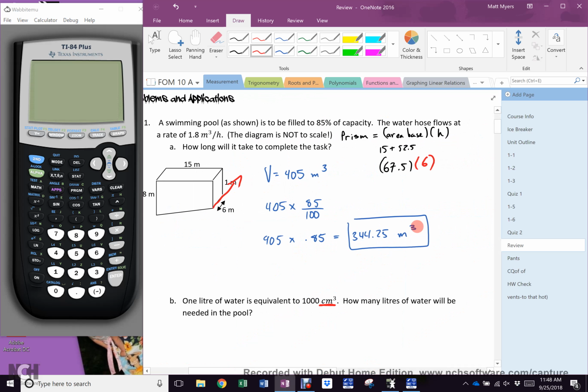You have meters cubed. What do we need? Centimeters cubed, correct? So we must turn meters cubed to centimeters cubed. How do we turn meters to centimeters? We multiply by, not 1,000, meters to centimeters. It's 100, correct? So meters to centimeters means we're multiplying by 100, right?